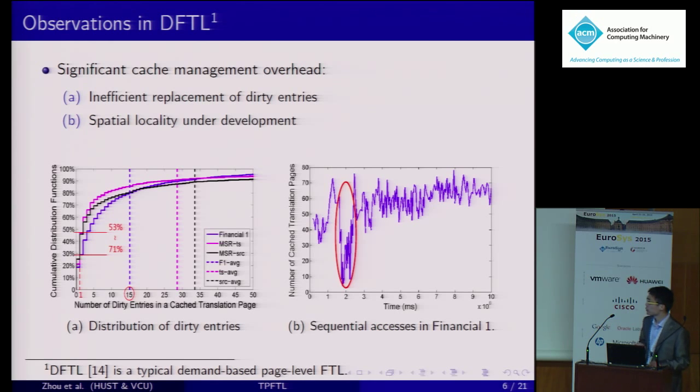And to investigate how to increase the cache hit ratio, we have also conducted experiments to study the spatial locality in workloads. The right figure shows the number of cached translation pages, and the red oval refers to a time period when some sequential accesses are happening. We can see that sequential accesses make the number of cached translation pages first decline and then rise back. This is because the entries required by sequential accesses focus on one or a few translation pages, while random accesses require dispersed entries in many translation pages. This observation can help us to recognize the sequential accesses in workloads.